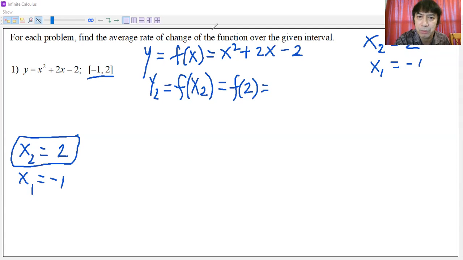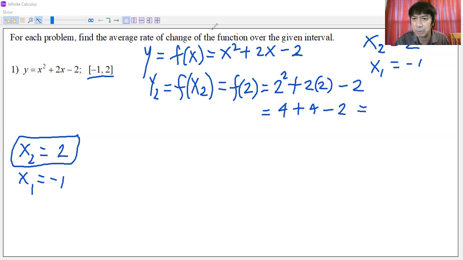So this will now be 2 squared plus 2 times 2 minus 2. And so we will be able to get this value, which is 4 plus 4 minus 2, and this becomes 8 minus 2, which is 6. So our y2 is 6. All right, and this is also equal to f of 2. Okay, now how about y1? y1 is f of x1.